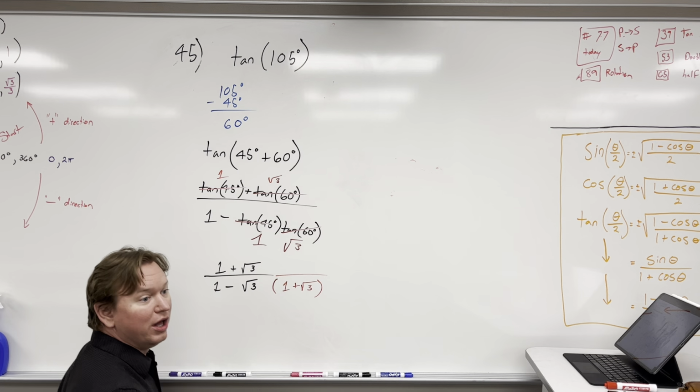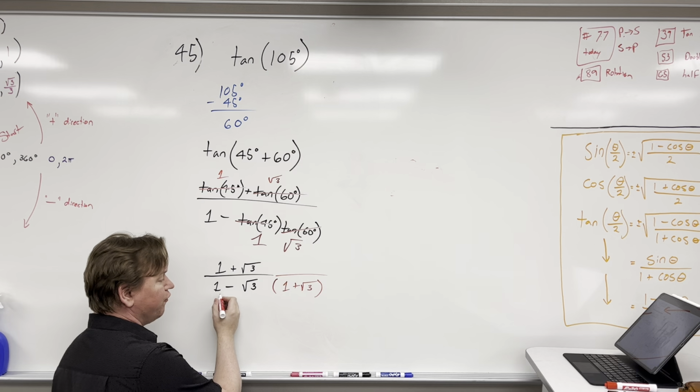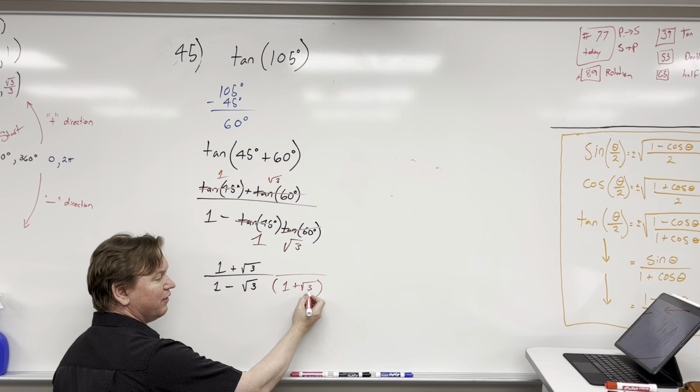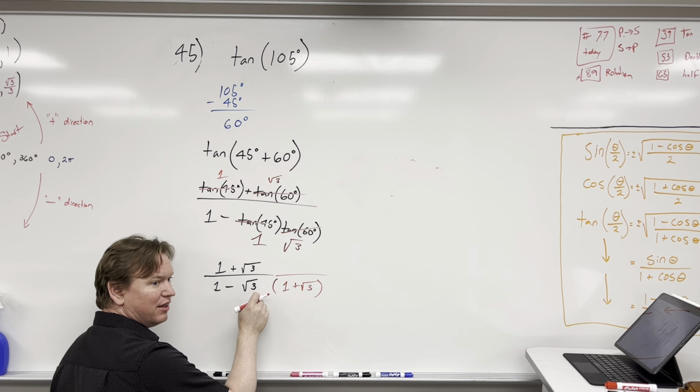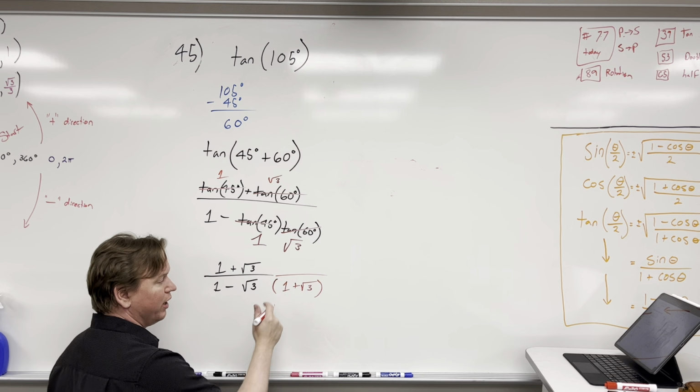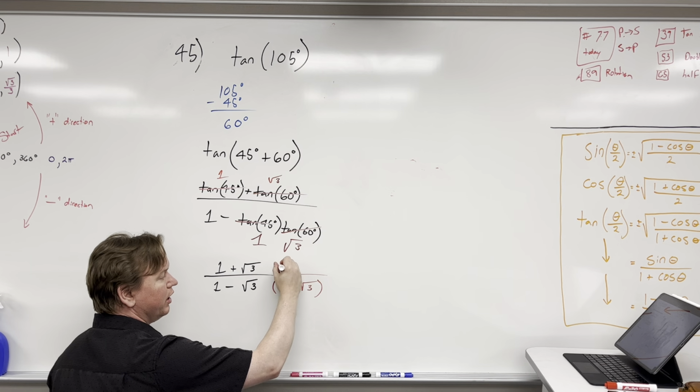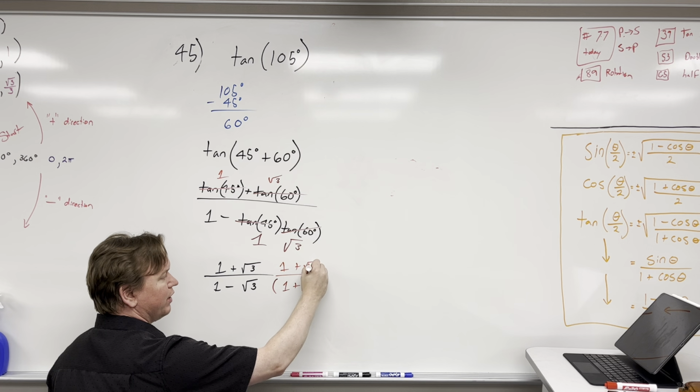Yeah, well, it's because of the FOIL process. When you FOIL, 1 times 1 is 1, and then you get a positive 3, and then you get the negative square root of 3. It's this changing of the sign that eliminates the radical. That's the whole point. And then I put a 1 plus the square root of 3 up on top.